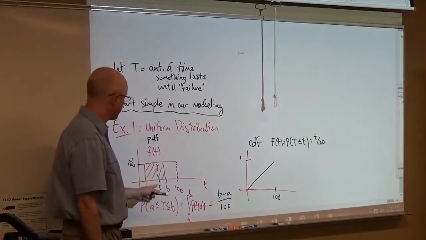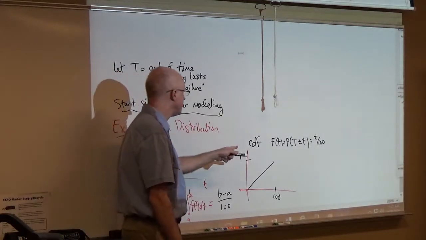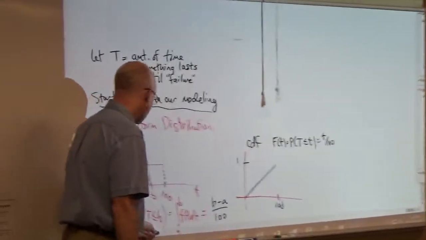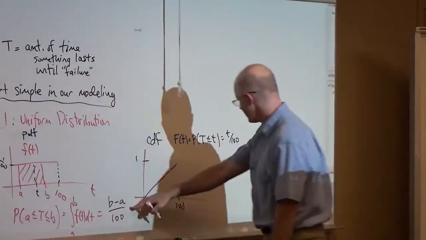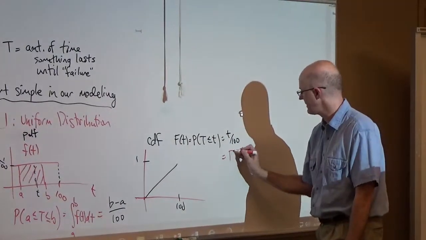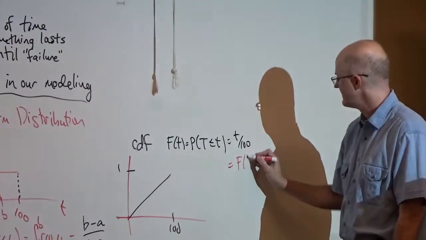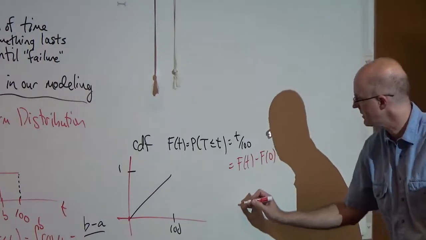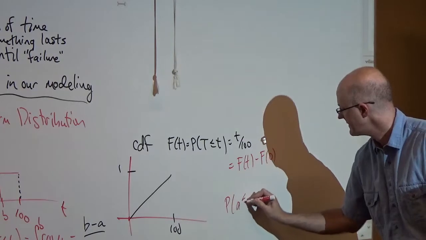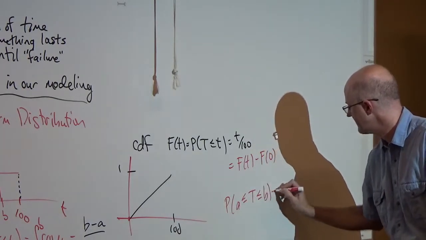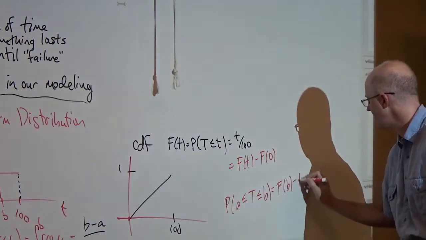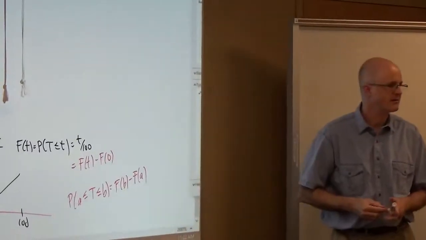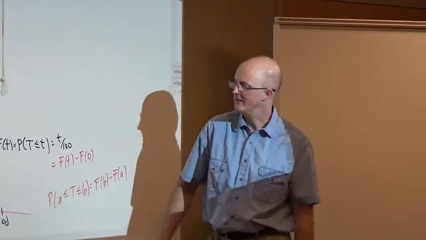You find probabilities with areas under the PDF, and you look at the values of the CDF. If you want to find the probability of being between A and B, you can think of it this way, but you can also think of it as capital F of, well, this is capital F of t minus capital F of 0, but in general, the probability that t is between A and B is going to be capital F of B minus capital F of A. Just like the fundamental theorem of calculus. That's what the fundamental theorem of calculus says. This is an antiderivative.